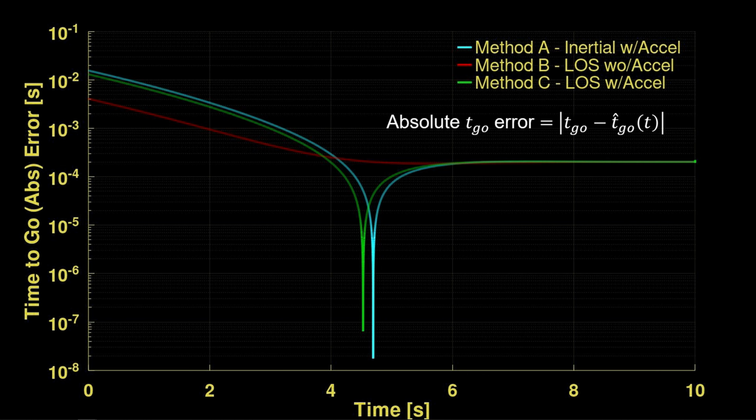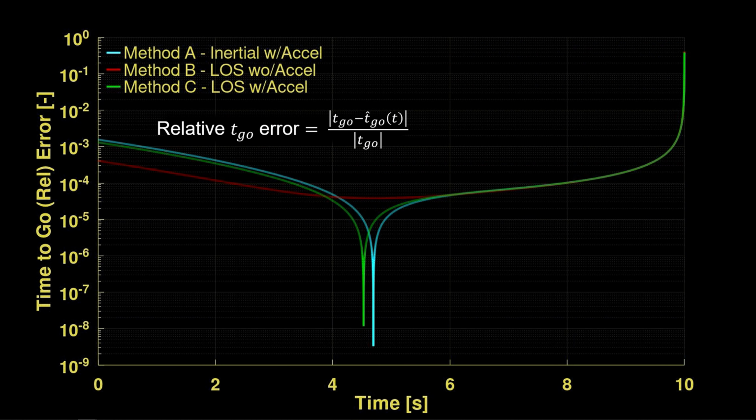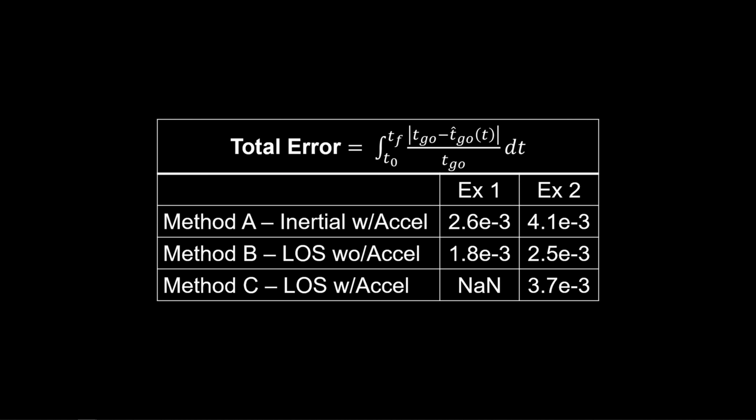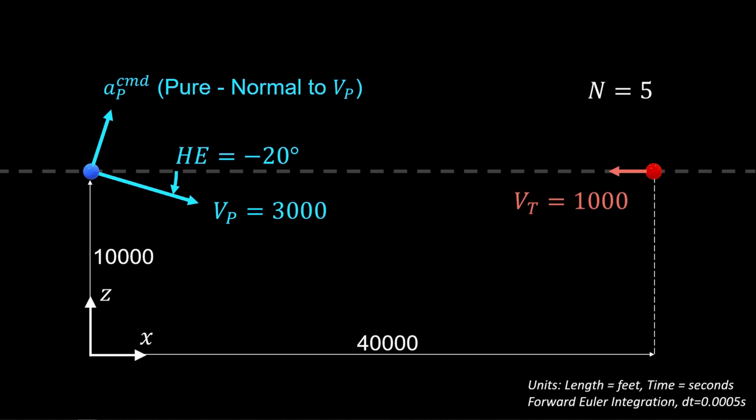The relative error measure tells a similar story, but with diverging error at the end due to time to go in the denominator going to 0. Updating the total error table, all three methods are still 1e to the minus 3 accurate. In this next example, we start with a more severe heading error of minus 20 degrees. The target does not accelerate and pure proportional navigation is used.